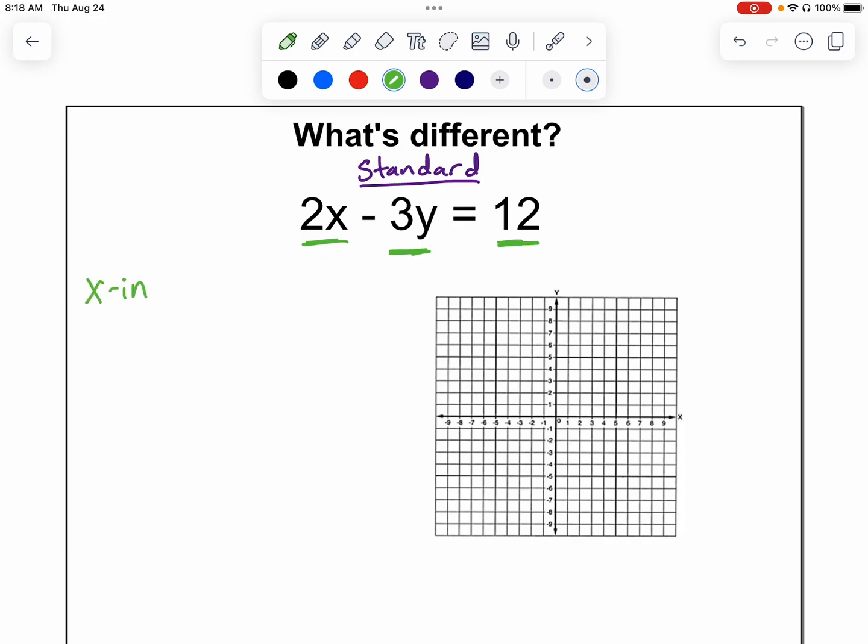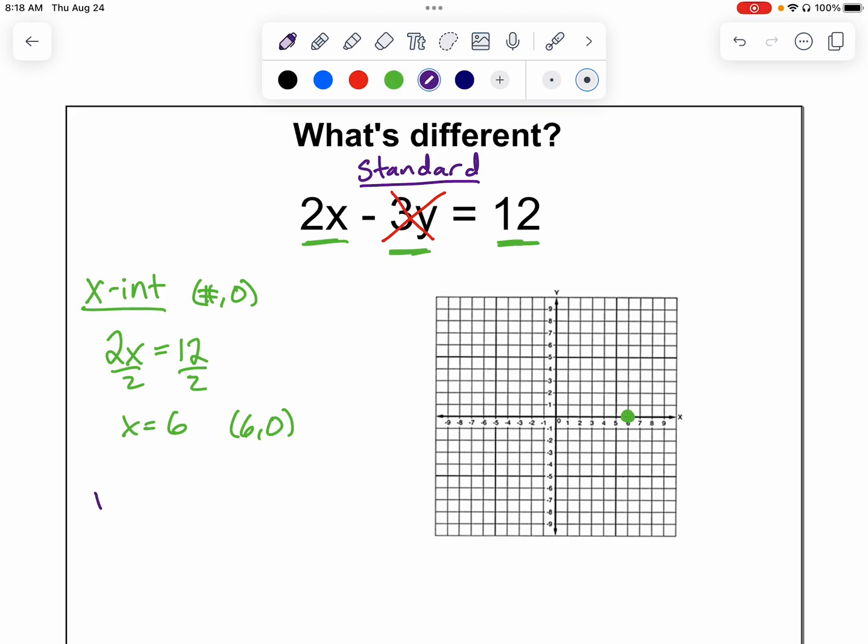To solve for the x-intercept, you plug in a 0 for y, because we know an x-intercept is going to be a number, comma 0. If 0 gets plugged in for the y, that means the y term is totally gone. So I can take 2x and set it equal to 12, and then solve for x. So x equals 6. That means my x-intercept is the point 6, comma 0. On the graph, I could put a point at 6, 0.